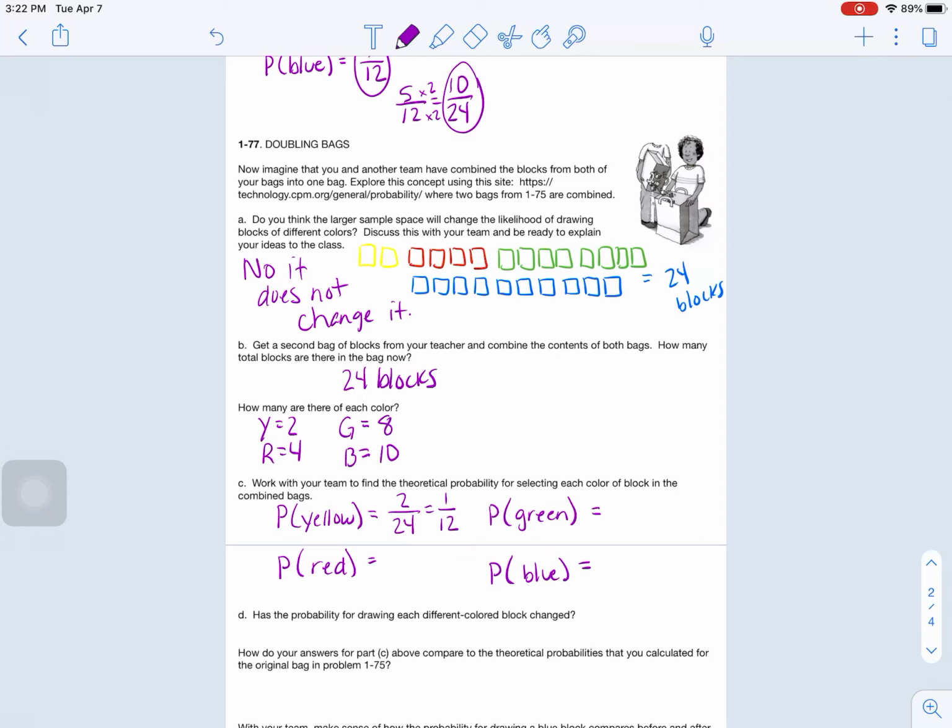So when I simplify that, what do you know? I have the same one from above. Probability of green. There are 8 of them out of the 24. So that still is going to give me 1/3. So we are proving, even if you double the bags, triple, whatever, it's not going to change the probability. Go ahead and try and figure out what the probability of red is going to be.